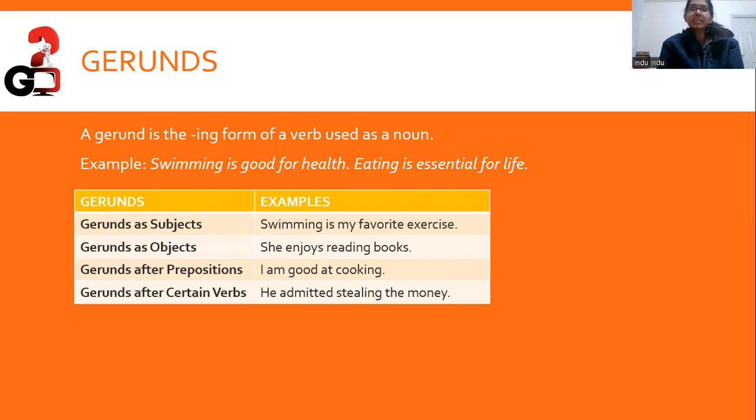He admitted stealing the money. So stealing here is the ing form of steal. It is used as a gerund here. It is used as a noun, right? He admitted stealing the money. Right? So we must remember that a gerund is the ing form of a verb which is being used as a noun.